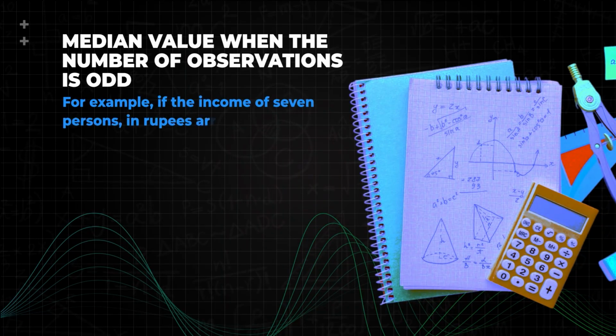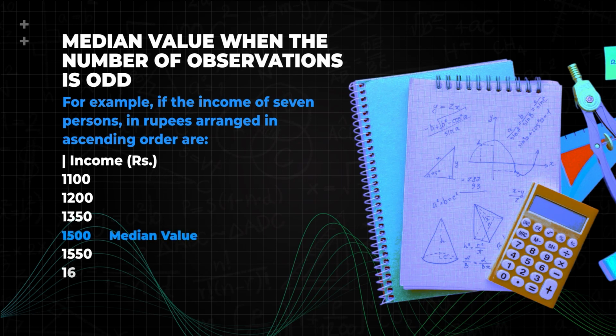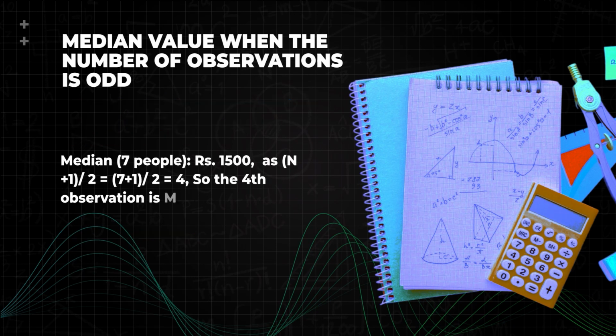For example, if the income of 7 persons in rupees, arranged in ascending order, are given as 1100, 1200, 1350, 1500, 1550, 1600, 1800. So here there are 7 people. So it is a case of odd. So (n plus 1) by 2, that means (7 plus 1) by 2 comes to 4. The fourth observation is the median value, and the value of median is 1500.